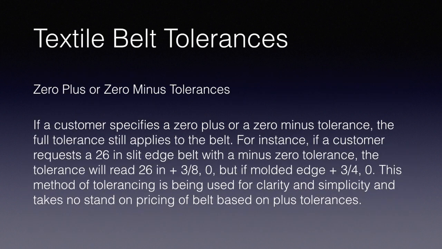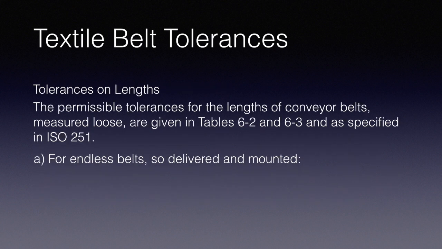Zero plus or zero minus tolerances. If a customer specifies a 0 plus or a 0 minus tolerance, the full tolerance still applies to the belt. For instance, if a customer requests a 26 in slitted edge belt with a -0 tolerance, the tolerance will read 26 in plus 3/8, 0, but if molded edge, plus 3/4, 0. This method of tolerancing is being used for clarity and simplicity and takes no stand on pricing a belt based on plus tolerances.